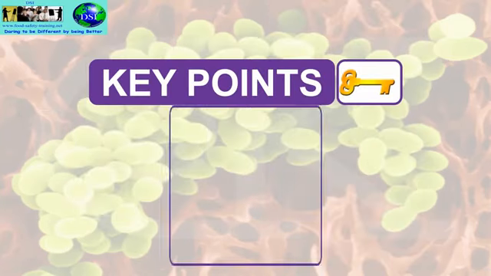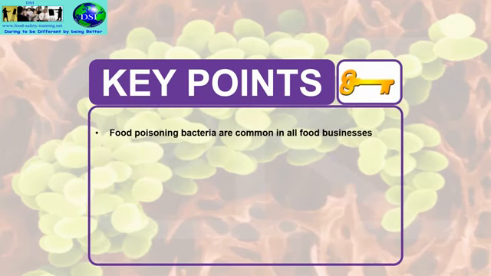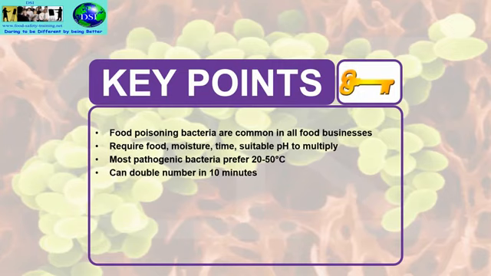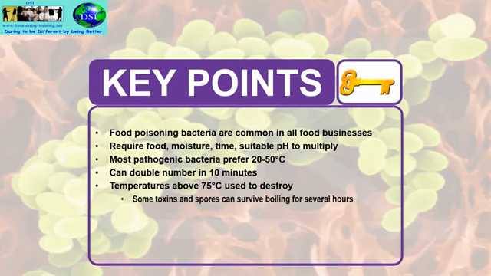So, the key points for Lecture 2. Food poison bacteria are common in all food businesses. They require food, moisture, time, suitable pH to multiply. Most pathogenic bacteria prefer 20 to 50 degrees C, and they're called mesophiles. They can double in number in 10 minutes. Temperatures above 75 degrees C are used to destroy them.